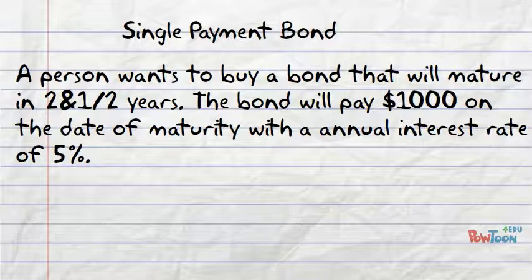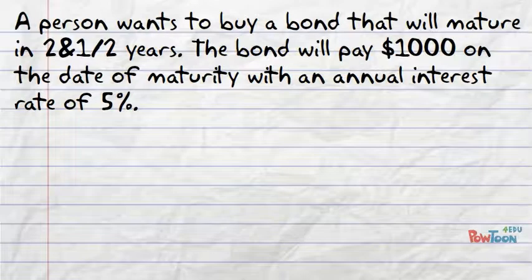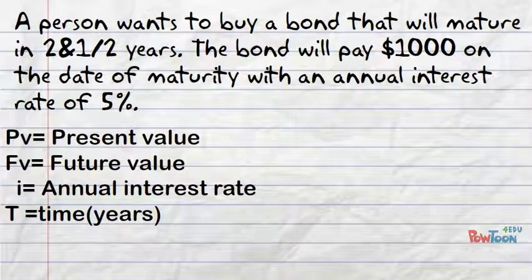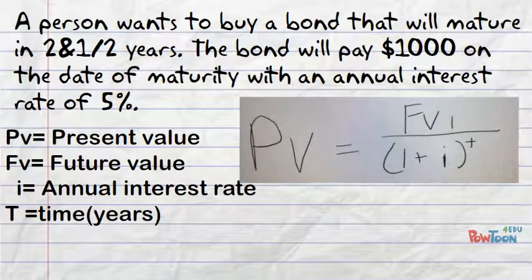Here's an example of a single payment bond. A person wants to buy a bond that will mature in 2.5 years. The bond will pay $1,000 on the date of maturity with an annual interest rate of 5%. From this question we can get the PV, present value, the FV, the future value, the I, which is the interest rate, and T, which is time.